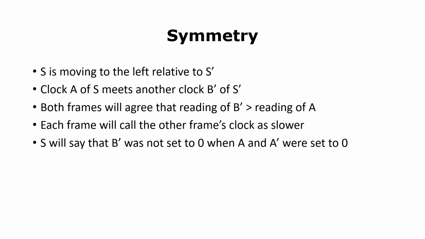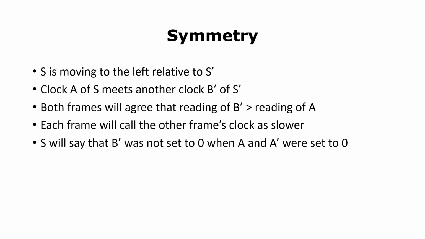We know that the situation is symmetrical. If S prime is moving relative to S, then S is moving relative to S prime. We have seen that both frames agree that the clock in S has higher reading than a clock in S prime. Still, each frame calls the other's clock slower. By symmetry, it should be true the other way also. That is, both frames agree that a clock in S prime has higher reading than a clock in S, and still each frame calls the other's clock slower. And yes, it indeed happens that way.